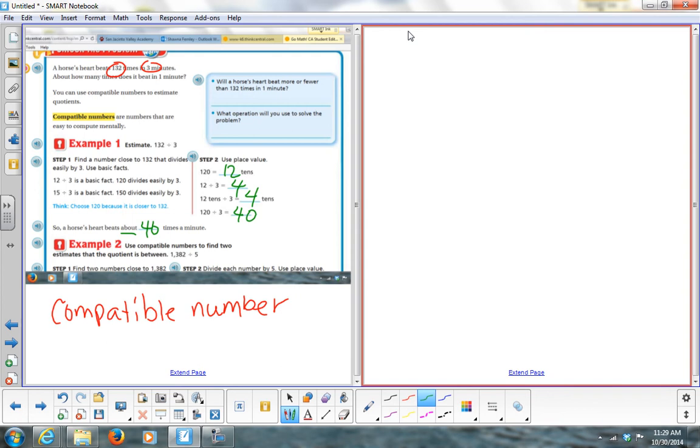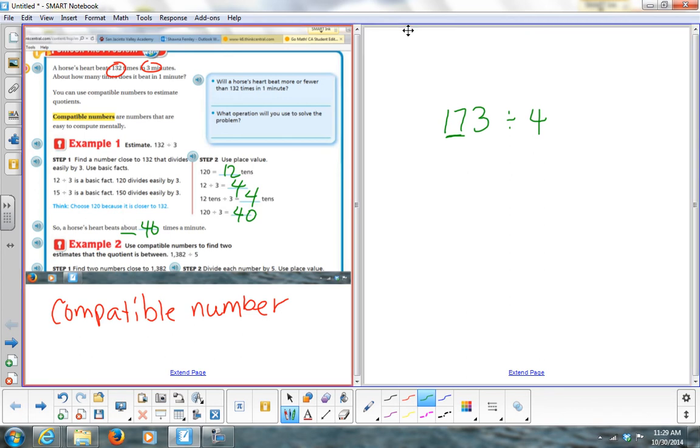Okay, let's do 173 divided by 4. I want to find a basic fact. So I'm going to look at the first two numbers, right? Because that's going to give me a basic fact. Can I divide 17 by 4? No. Okay. Do you want to start up or start down?